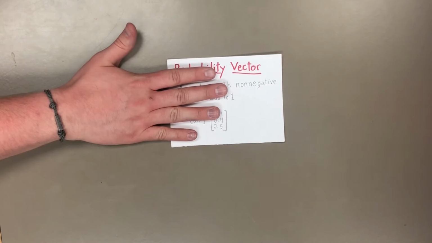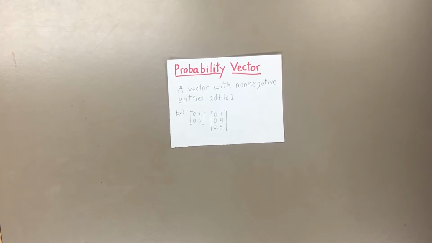The first important definition we'll be going over is probability vector. A probability vector is a vector with non-negative entries that add to the number 1. And Thomas is going to give us a couple of good examples of those.